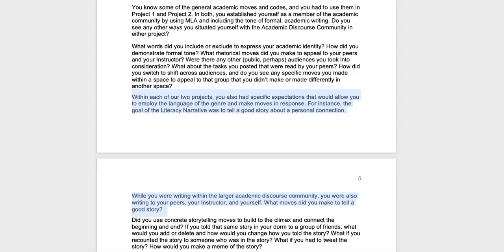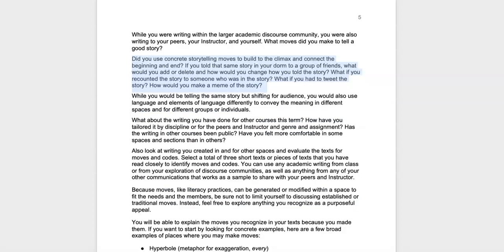For instance, the goal of the literacy narrative was to tell a good story about a personal connection. While you were writing within the larger academic discourse community, you were also writing to your peers, your instructor, and yourself. What moves did you make to tell a good story? Did you use concrete storytelling moves to build to the climax and connect the beginning and end? If you told the same story in your dorm to a group of friends, what would you add or delete, and how would you change how you told the story?